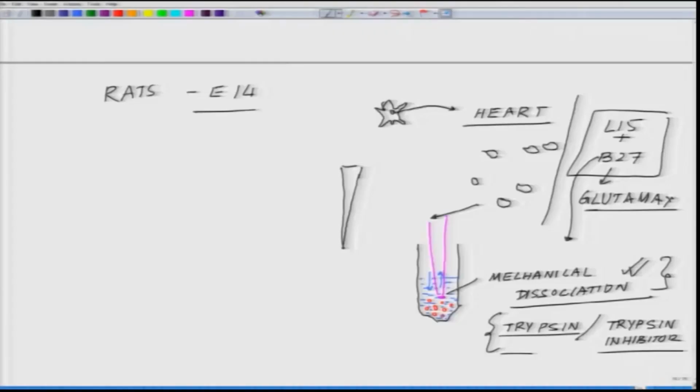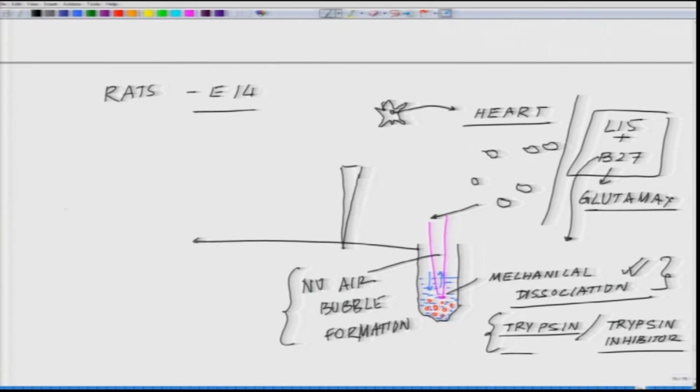So, you slowly, and you have to ensure that there is no air bubble formation. Okay. There is no air bubble formation taking place here, because such air bubble formation damages the tissue. So, from here what you are going to get is something like this.